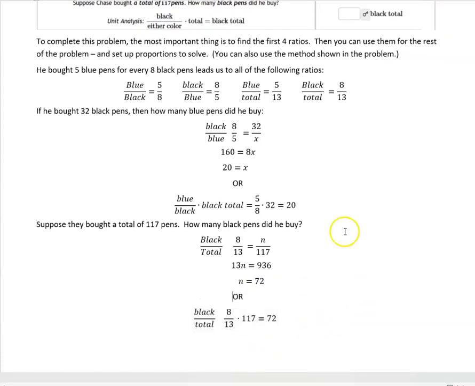If you wanted to do it the way that they show it up here, then you would do black to total times the total purchased. This black to total was 8 to 13, times the total purchased was 117. 13 goes into 117 9 times, and 9 times 8 is 72. So that's a totally fine way to do it as well.